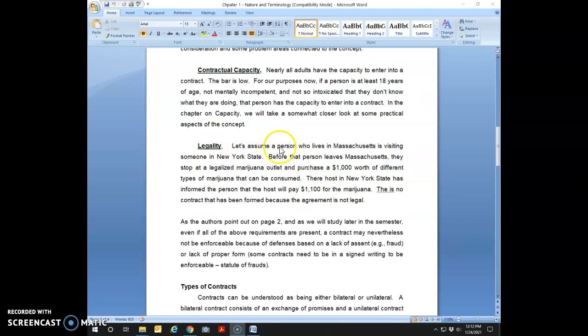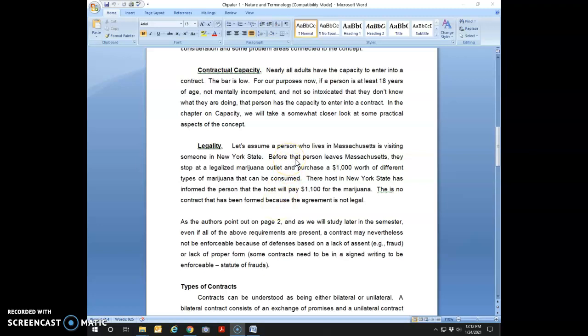Legality. Before there's a contract that's valid, we need to make certain that it's a legal contract. I just point out for the sign of the times an interesting contrast. In New York State, I think outside the area of medical marijuana, it's not legal for people under any setting to agree to sell and buy marijuana.